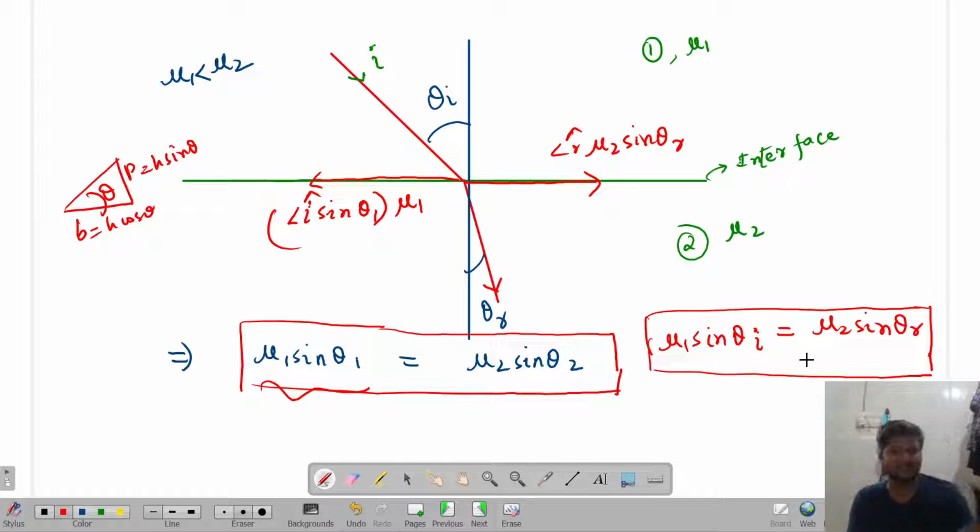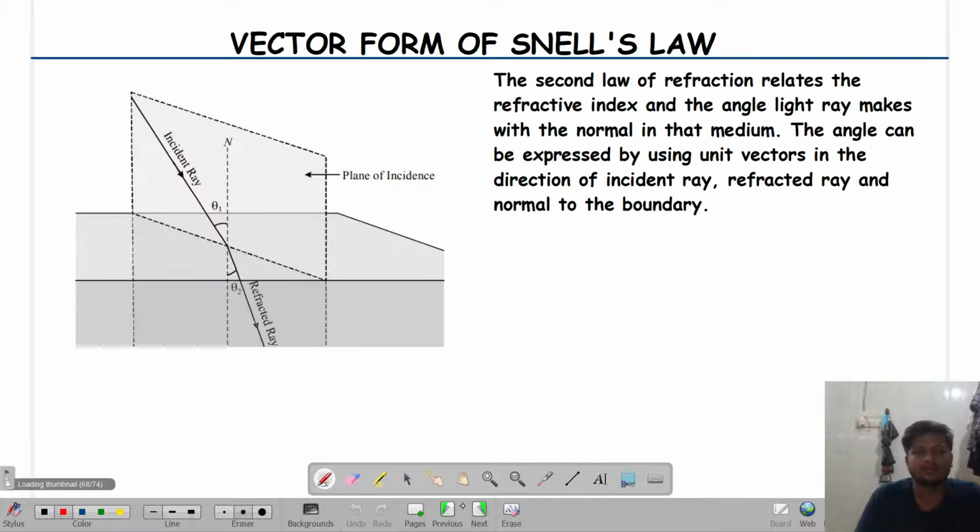But the question is: what if the incident ray is not in the plane in which the normal is there, or what if the incident ray has different directions or something like that? In that case, what is going to happen? Your answer will change directly. To basically understand that, we are going to talk about the vector form of Snell's law.